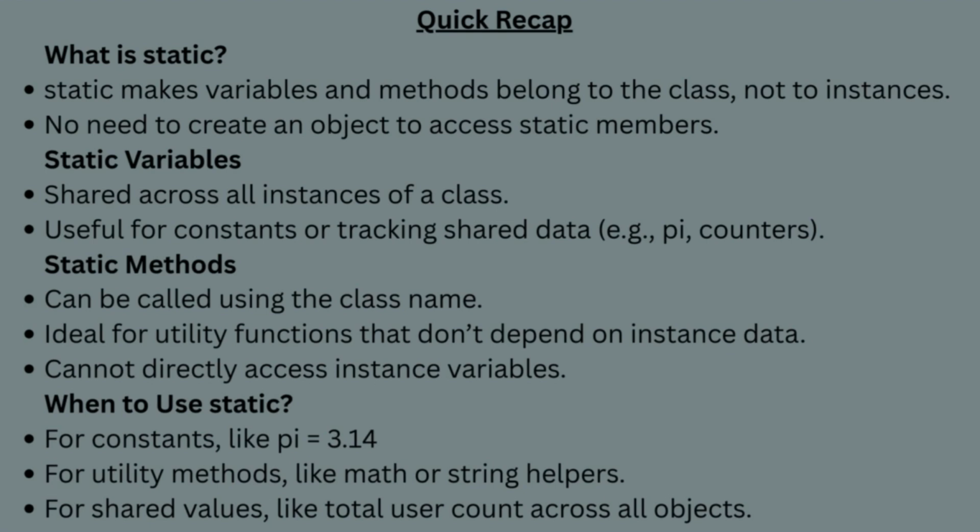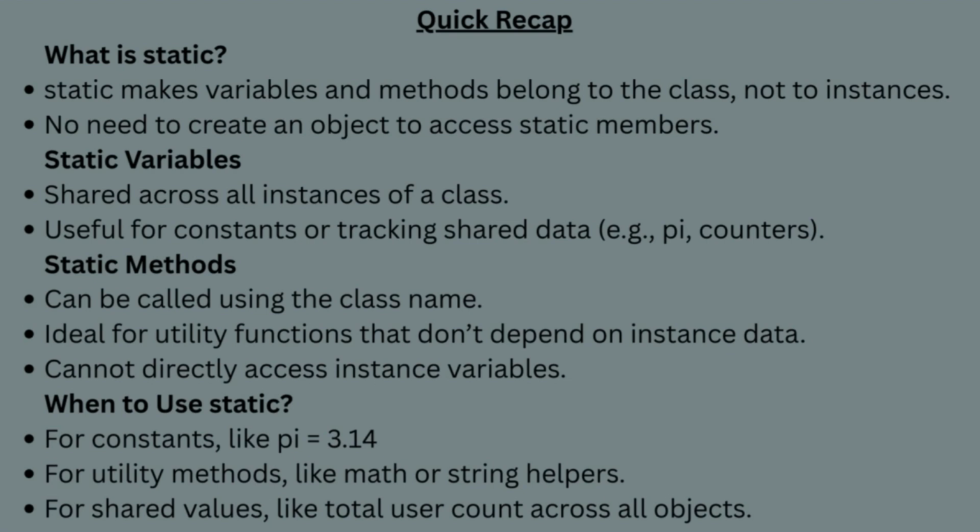Third, static methods can be called without creating an object. You can simply use the class name followed by the method name. These methods are useful when the logic doesn't depend on any instance data. Fourth, we use static when we want to create constants, utility functions, or shared data. For example, mathematical constants like pi, helper methods like converting units, or tracking things like the number of users created.